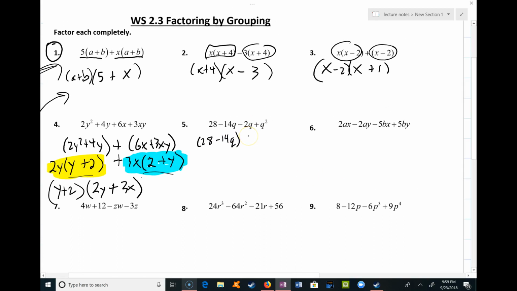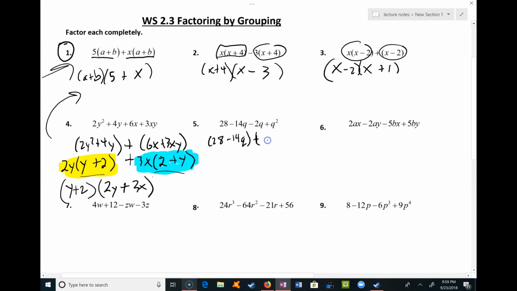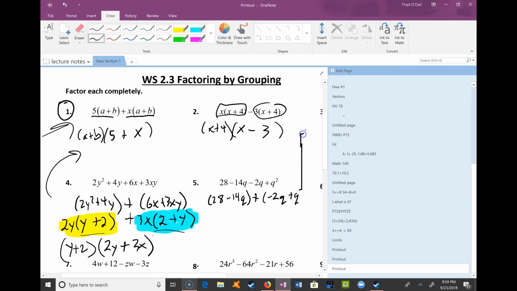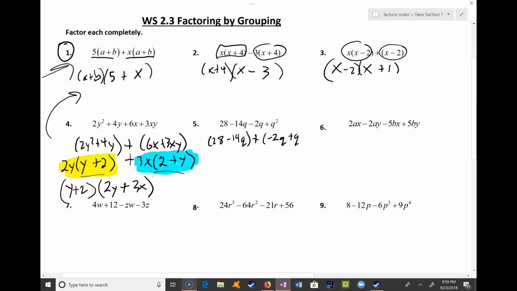plus negative 2q plus q squared. Oh, that's weird. It freaked out on me. Sorry about that.